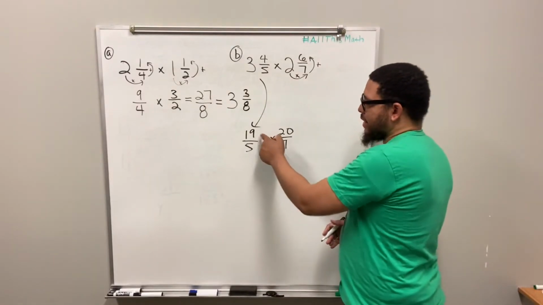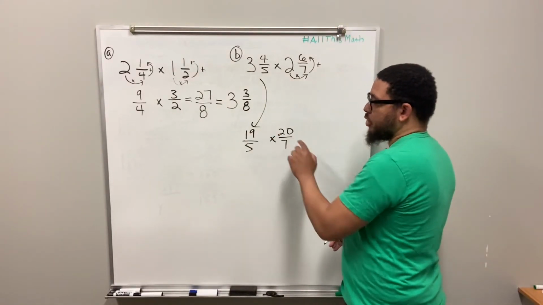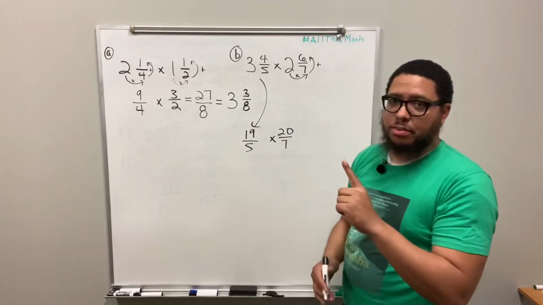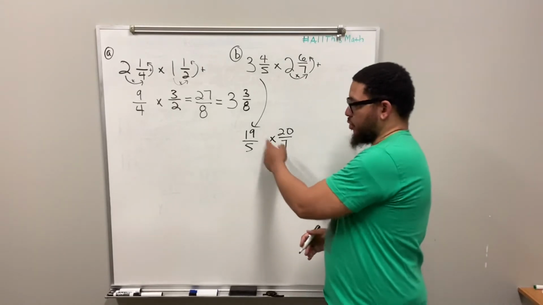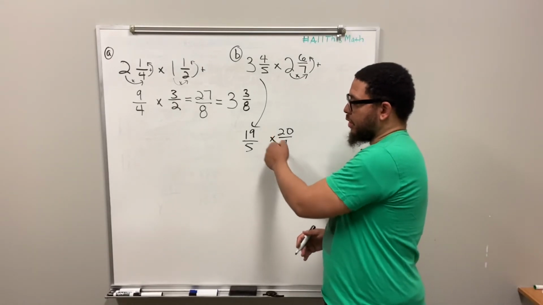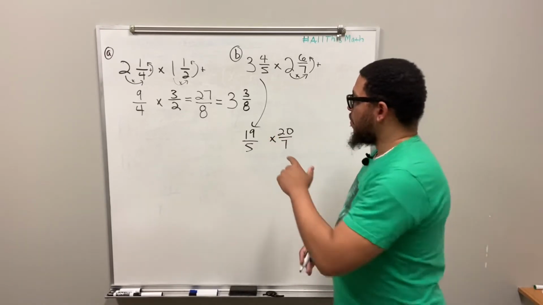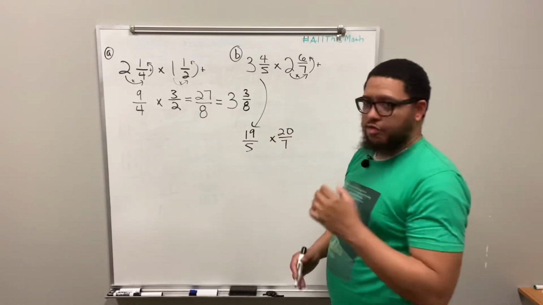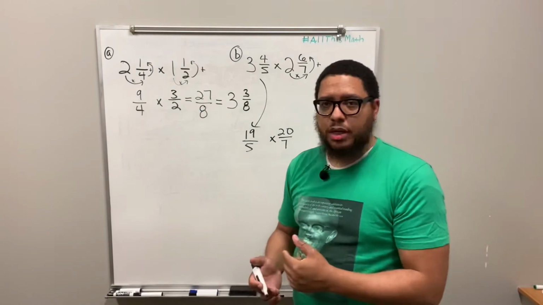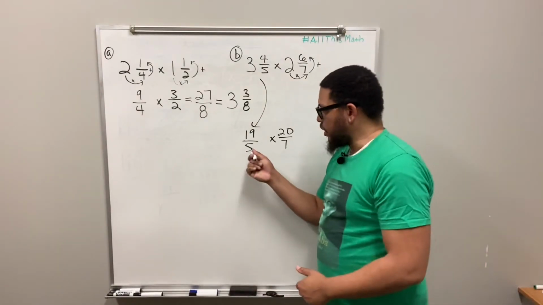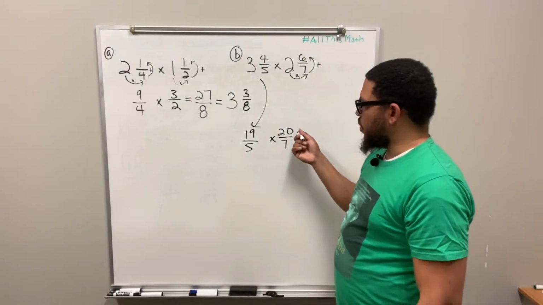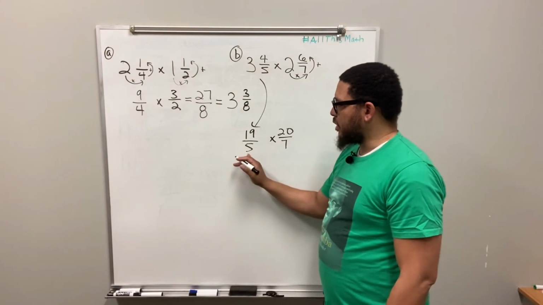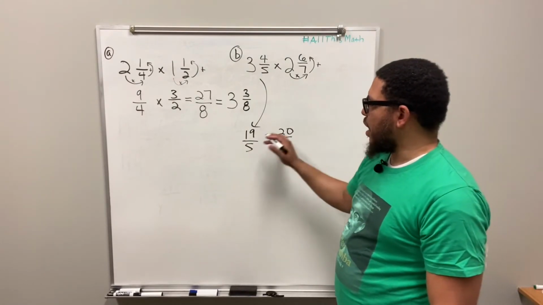Not with 19 and 7, because their greatest common factor is a 1. 1 is the biggest number that divides evenly into both of those, or multiplies evenly into both of those, I should say. But with 5 and 20, 5 is the greatest common factor of 5 and 20, because 5 times 1 is 5, and 5 times 4 is 20. So 5 is the biggest number that multiplies evenly into 5 and 20.